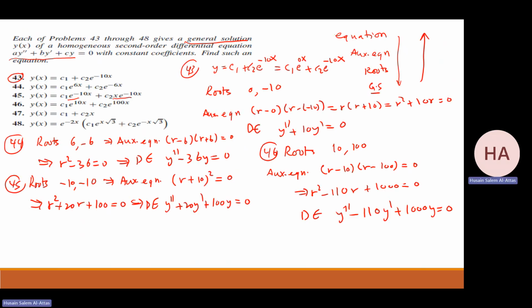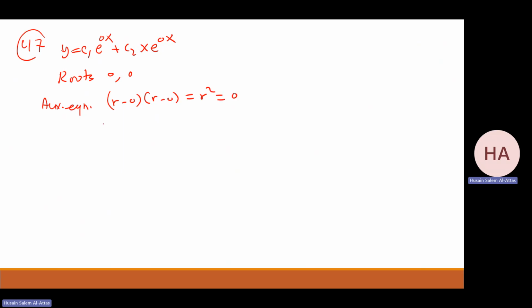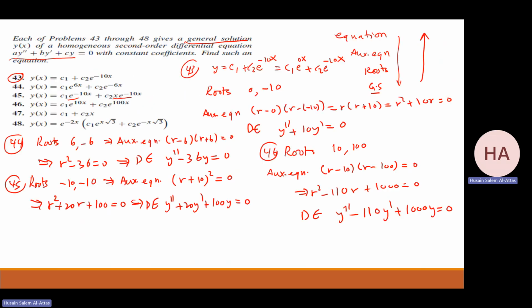Next one, 47. What are the roots? 0 and 0. Let me write it again. We have y equals c1 e to the power 0x plus c2 x e to the power 0x. So the roots are 0, 0. Auxiliary equation: r minus 0 times r minus 0, which is r squared equals 0. Differential equation: y double prime equals 0. Easy one.